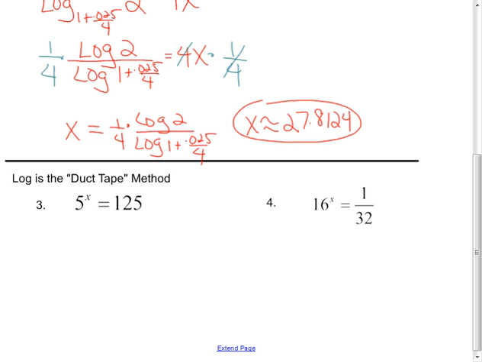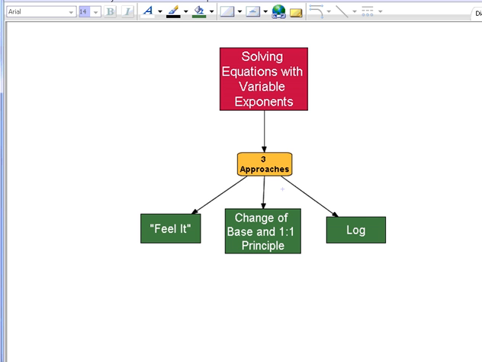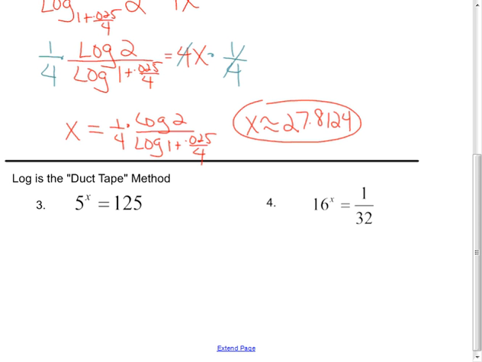Okay, so log is the duct tape method. Why do I call it that? Well, again, if there were one method you had to be able to rely on, log, because it does all of our problems. And I want to talk about these problems, 3 and 4. They were in the other videos, okay? But I want to talk about them from the standpoint of using all these methods, okay? So I hope I don't get too wordy here, but I'm going to talk about these, looking at this from kind of all three methods here. I don't know if I'll do both examples. We'll see, from the standpoint of time here.